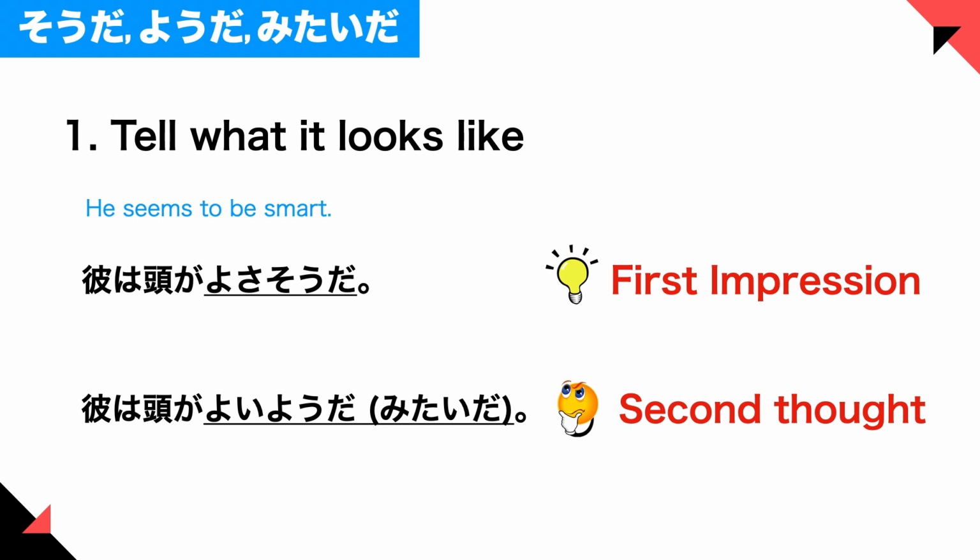So maybe for ようだ or みたいだ, maybe you saw that he got 100% in his test. 100 points out of 100 in his test or something like that. You recognized his smartness. So, as a second thought, oh, he's actually smart. There's some kind of thoughts or judging there. So that's the difference. そうだ is for first look, first impression. ようだ, みたいだ requires some kind of context or second thought.